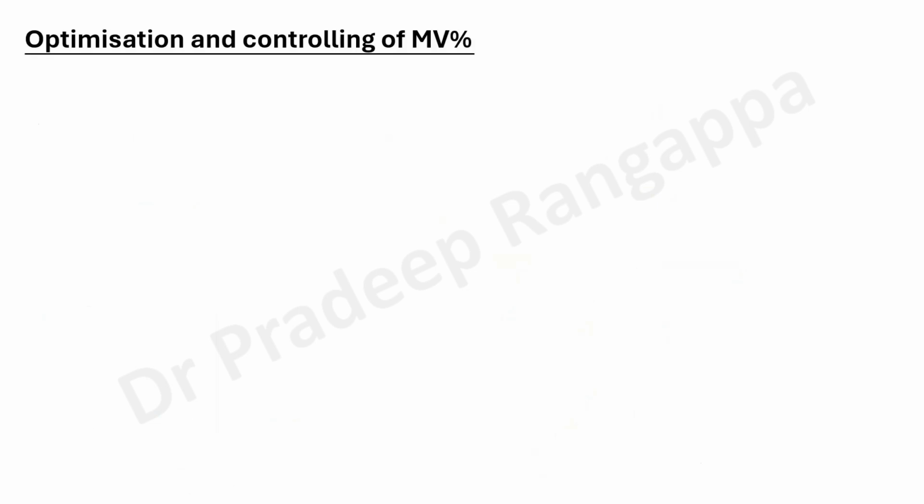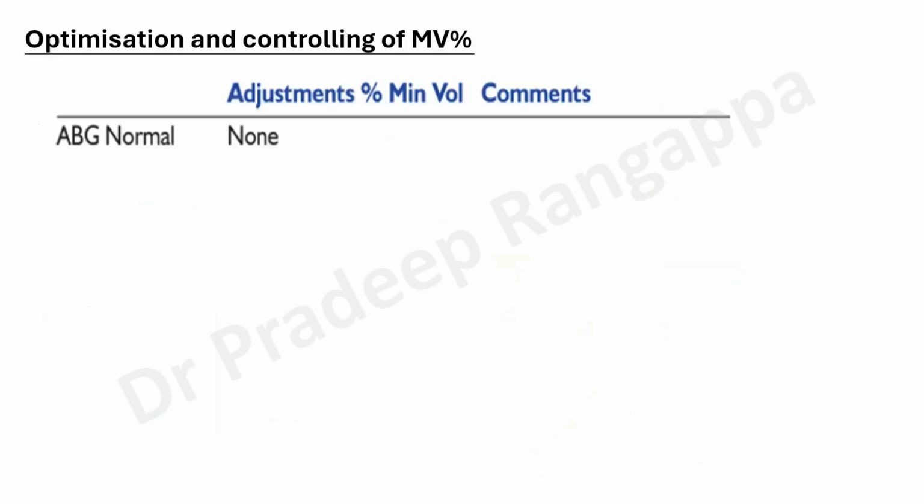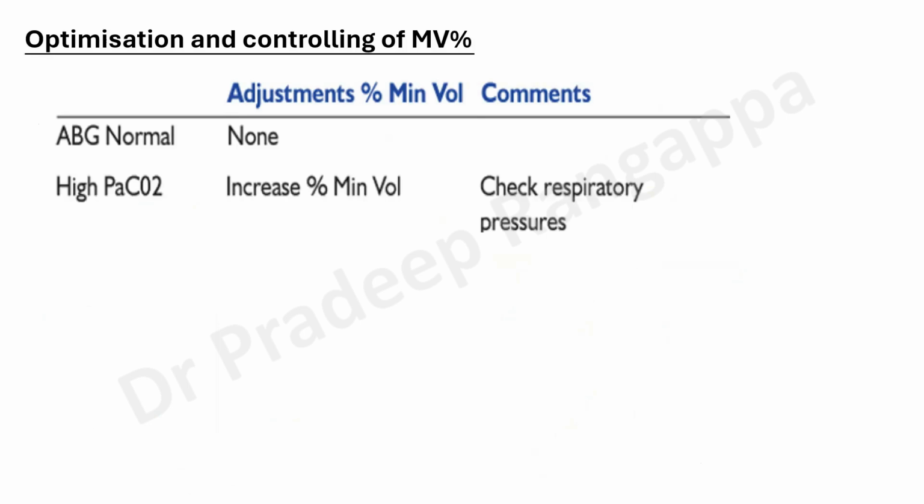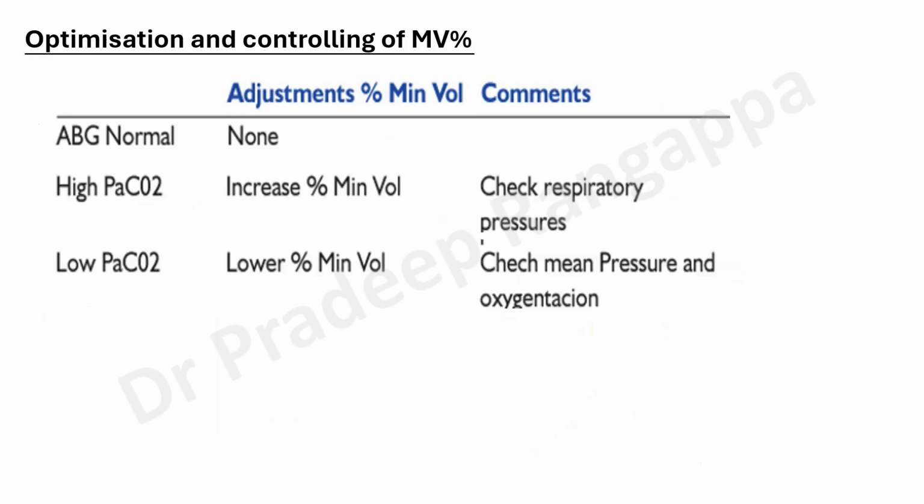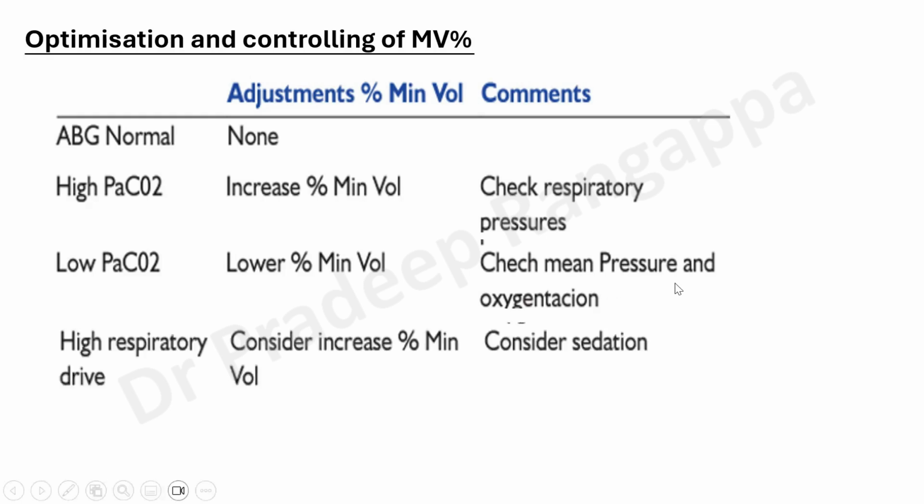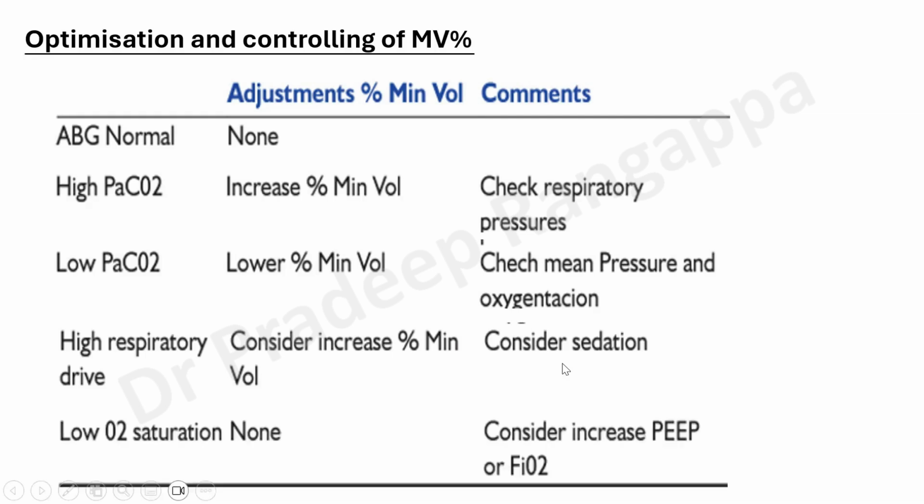So how do we optimize and control minute ventilation in adaptive support ventilation? So you do an ABG. ABG is normal, don't do anything. Suppose you have high CO2, then you have to increase the minute ventilation; percentage minute volume has to be increased. Check respiratory pressure. And if there is low PaCO2, then you have to lower percentage minute volume and again check mean pressure and oxygenation. If there is high respiratory rate, you have to consider increasing again your percentage minute volume and consider sedation. And if it is low oxygen, obviously you have to increase your PEEP and FiO2.